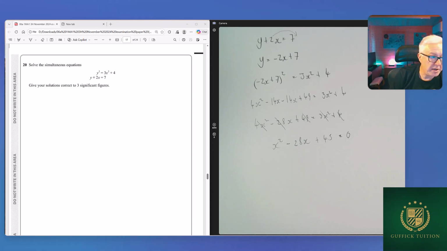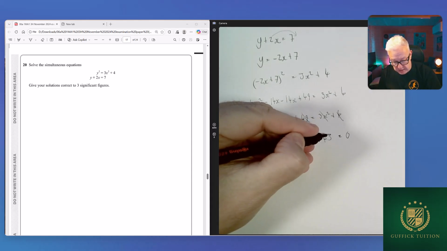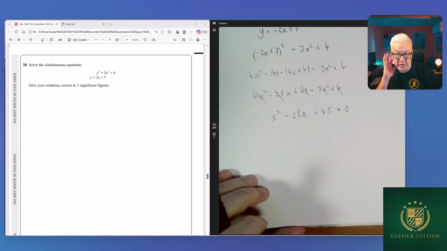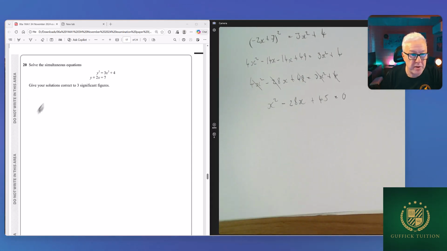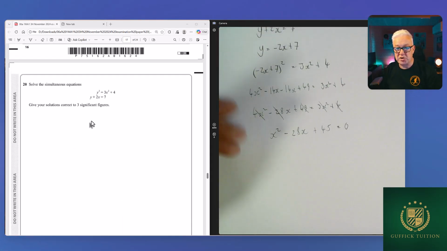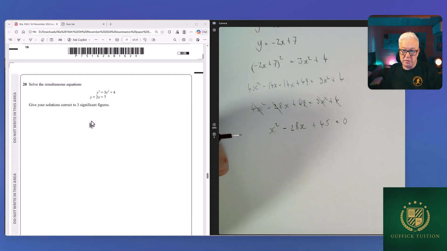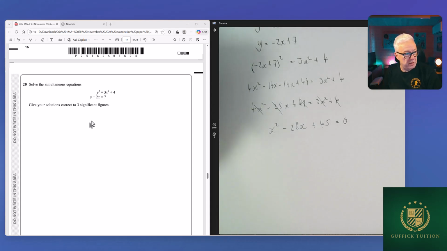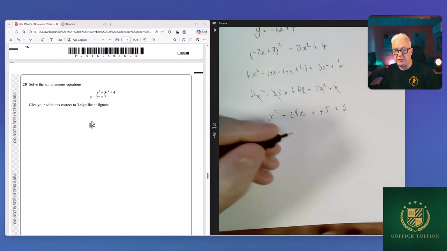x squared minus 28x add 45 equals 0. Okay, so I think we've got to show there's bound to be method marks for our working, even though it's only a 4-mark question. So let's do the old faithful, the quadratic formula.